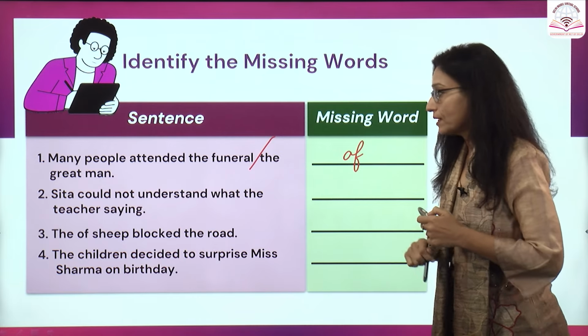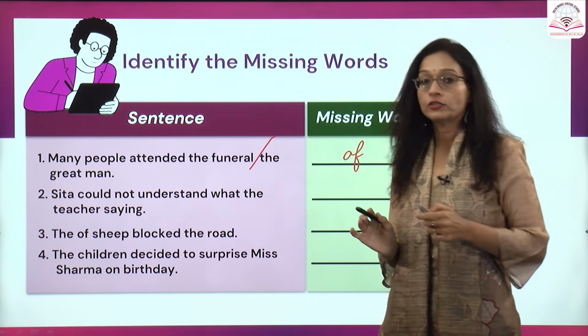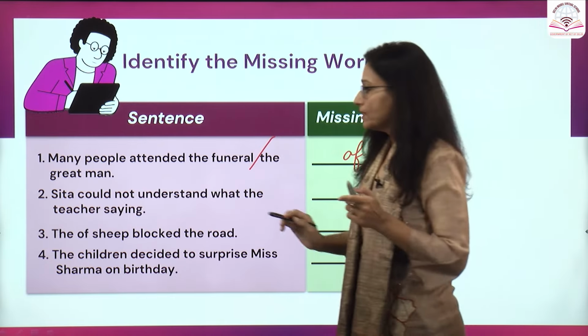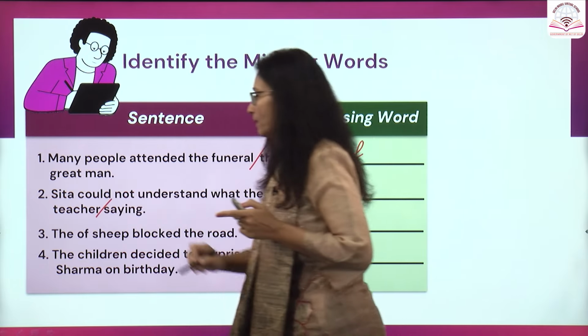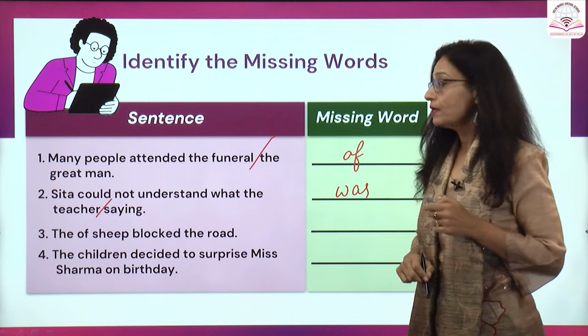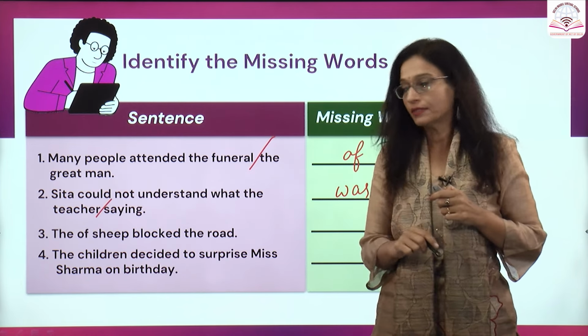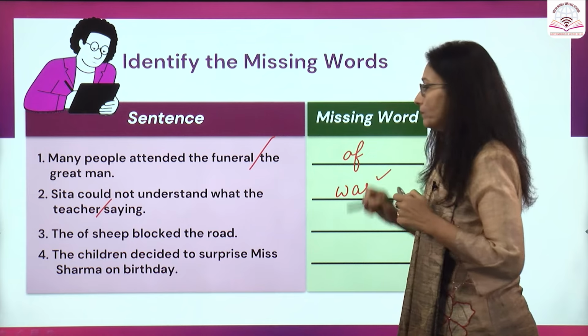Let us read the second sentence. Sita could not understand what the teacher saying. So the missing word must be here, and the word is was. So the sentence becomes, Sita could not understand what the teacher was saying. Was is a helping verb here.